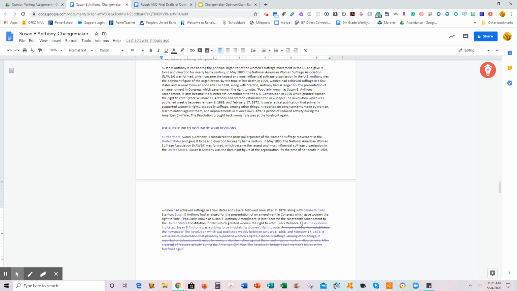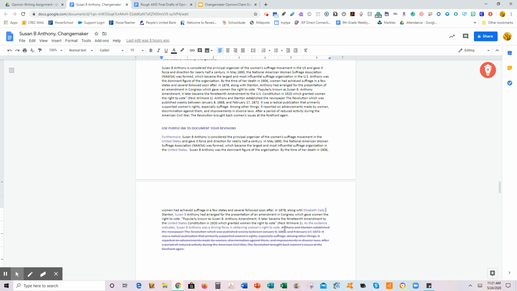Again, I had an in-text citation. As the evidence indicates, Susan B. Anthony was a driving force in obtaining women's right to vote. As you can see, I added a sentence here that made all of this come together, like tied it all together.